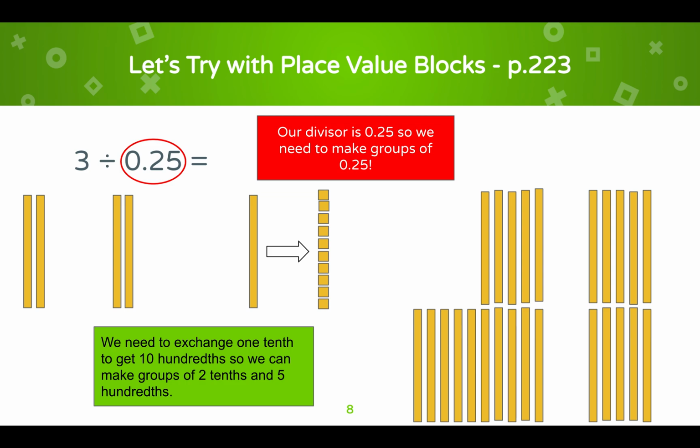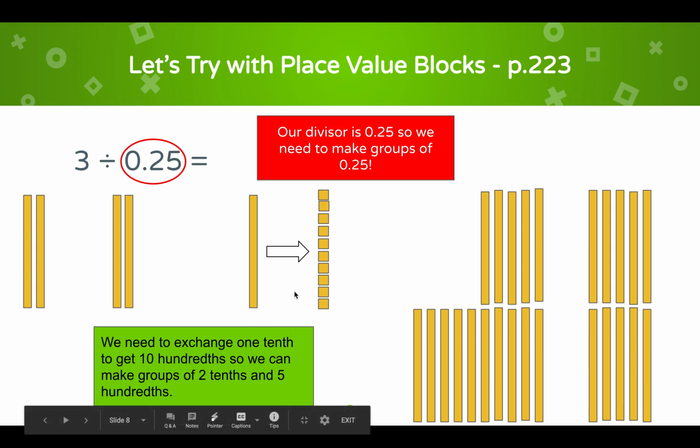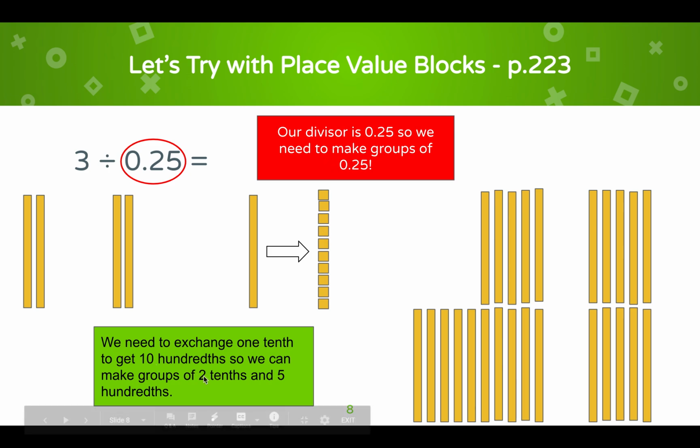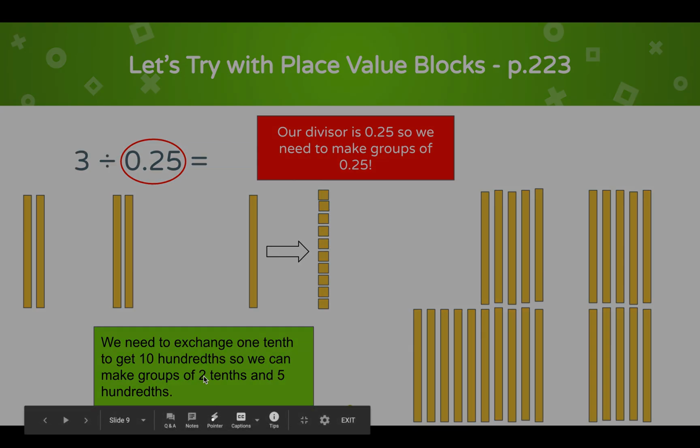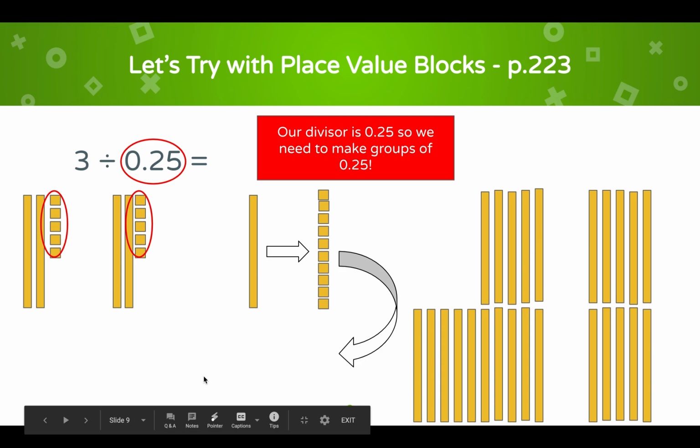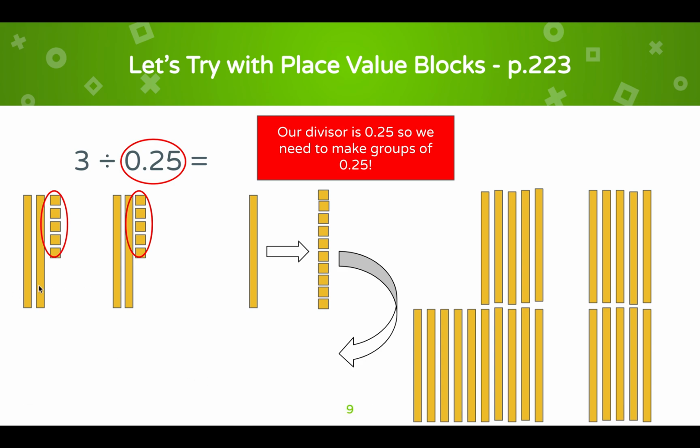Thinking about my tenths, remember 10 over 10 would still be equal to 1 whole, or like 10 tenths is equal to 100 hundredths. So I need to exchange 1/10 to get my 10 little hundredths, so we can make groups of 2 tenths and then 5 hundredths, okay? So this is what that would look like. My groups would be, here's my 1/10, 2 tenths, and then 1, 2, 3, 4, 5, my 5 hundredths all added together to equal 25 hundredths.